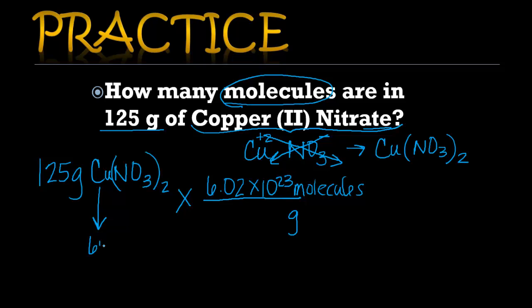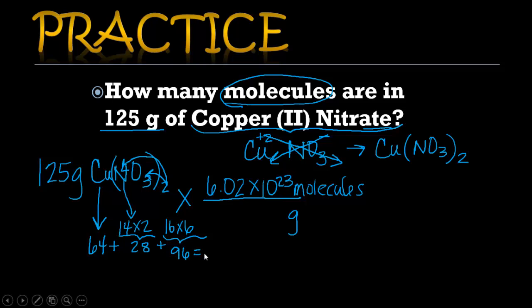So copper is 64. Nitrogen, again distributing your 2, is going to be plus 14 times 2, which is 28. Plus O, which is 16 times 6, which is 96. Add those together, gives me 188 grams.